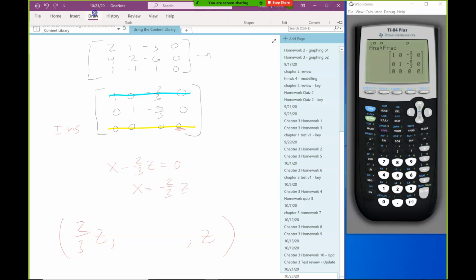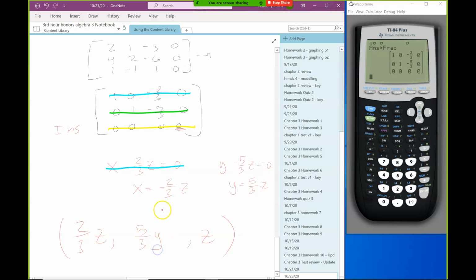And then if I take my second row, I can do something similar. And I can write that y minus 5/3 z is equal to 0. And so if I add 5/3 z to both sides, I get that y is 5/3 z. And there's a parametric solution. Very easy to get that once from the RREF, right? Which is a pretty big bonus that we're able to get both of those things.